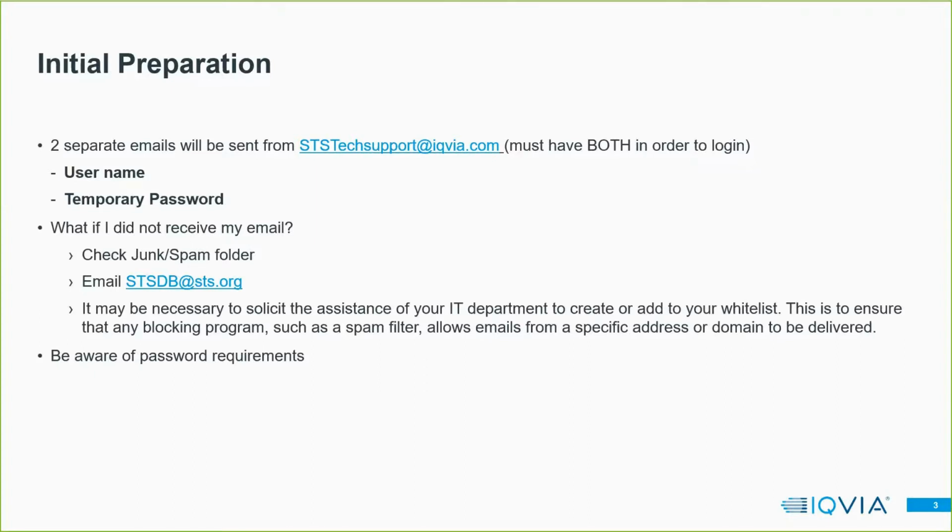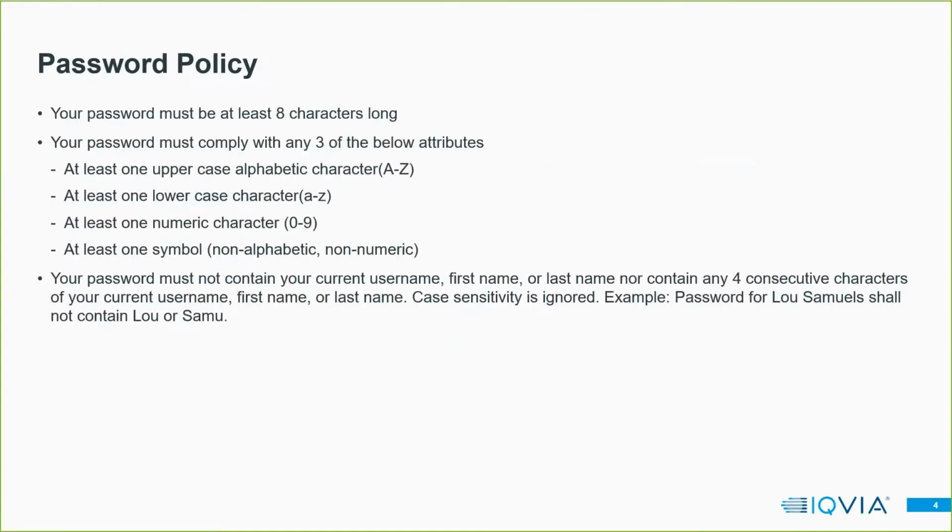You also need to be aware of password requirements, so we're going to review those right now. IQVIA has a password policy. It's very similar to password policies that you've encountered in the past, setting up a new password for any product or online web product. The password must comply with any 3 of the below attributes, and it must be at least 8 characters long. So you have to have at least 1 uppercase alphabetic character, 1 lowercase character, at least 1 numeric character, and at least 1 symbol. Symbols are things like an exclamation point, a question mark, a $ sign, etc.